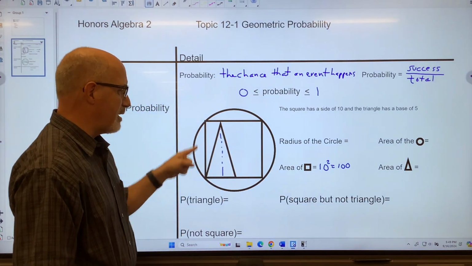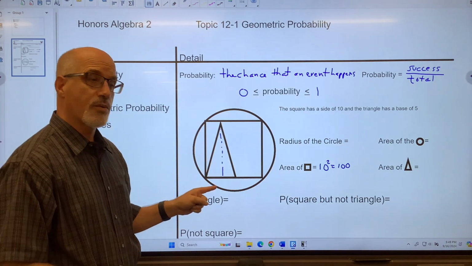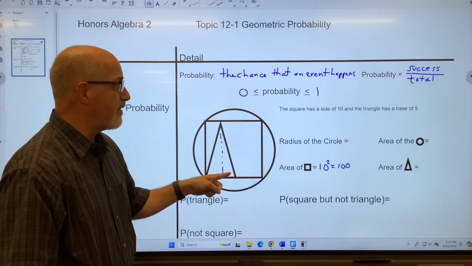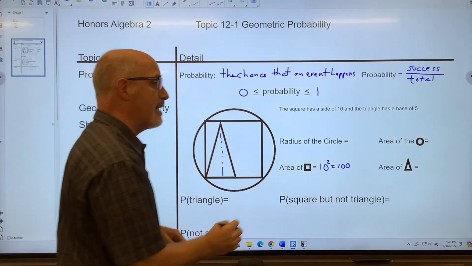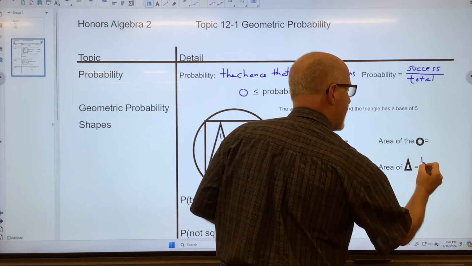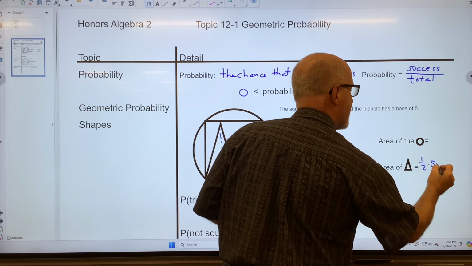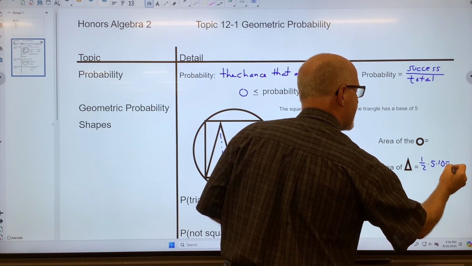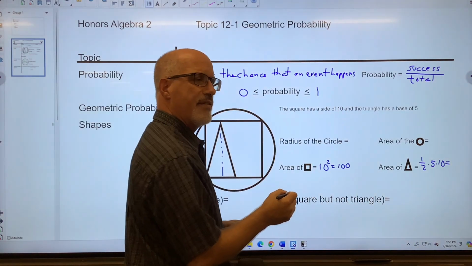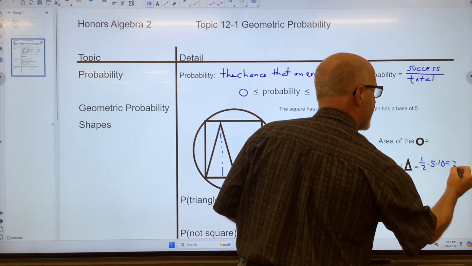Now this triangle, if it's got a base of 5, notice that the height of that triangle is going to be the length of the side of the square. So the base is going to be 5, the height is going to be 10. The area of a triangle is 1/2 times the base, which is 5, times the height, which is 10.